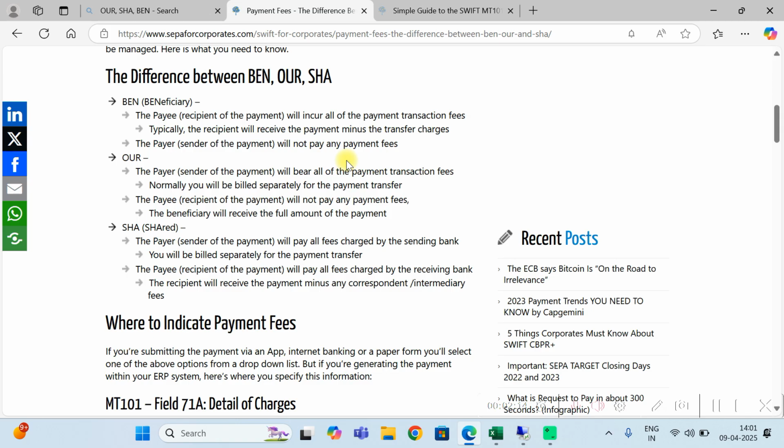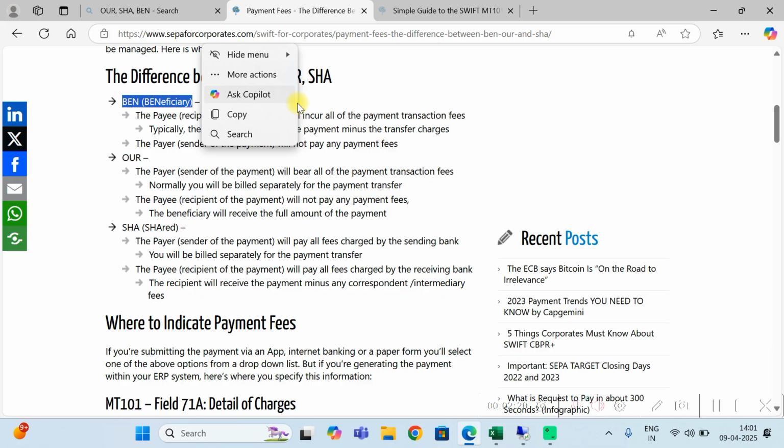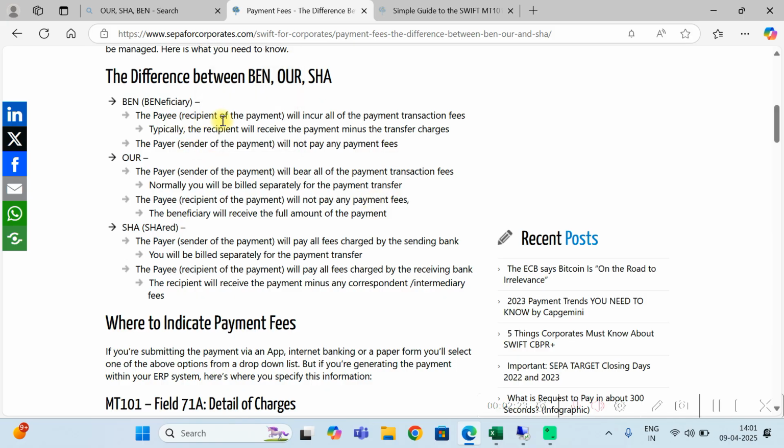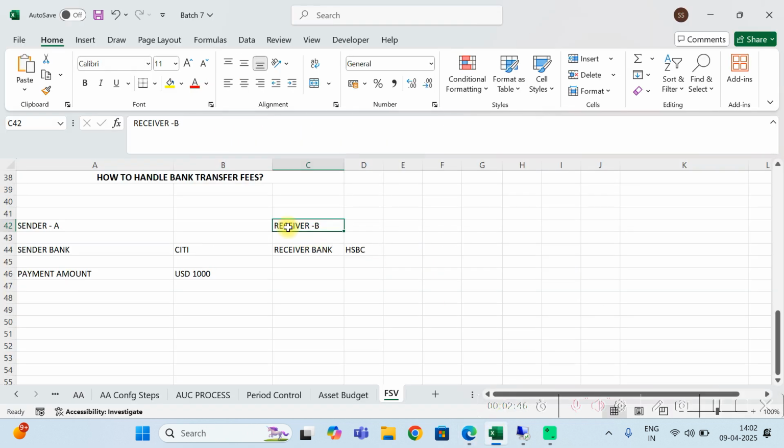Now, what is the meaning of this one? If you are passing BEN in the file, it means that the payee, the recipient of the payment, will incur all of the payment transaction fees. Typically, the recipient will receive the payment minus transfer charges. The payer will not. So whoever is receiving the funds has to bear the transfer charge. The recipient means the receiver, also known as the payee. The payee will bear all the expenses.